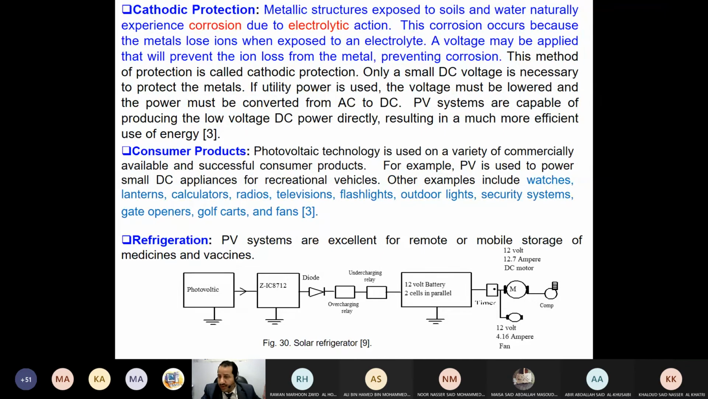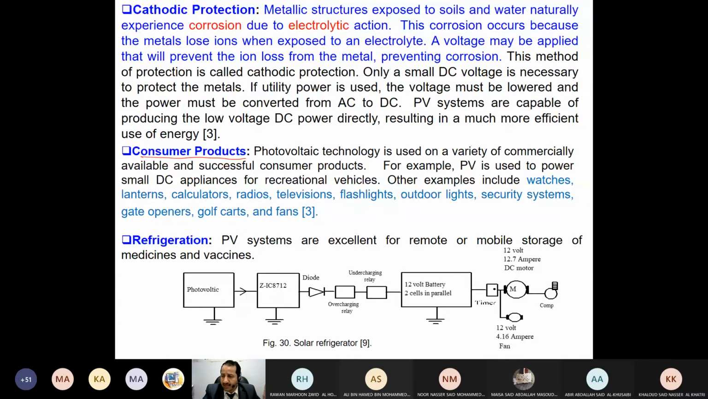So even oil pipes. So what we do, we need to avoid having electrolytic action. So we need a small DC voltage to avoid this action and avoid corrosion. So what we do, we use a solar cell. It's a very simple application. Just connect the cell through the day, and we avoid, as I mentioned, electrolytic action.